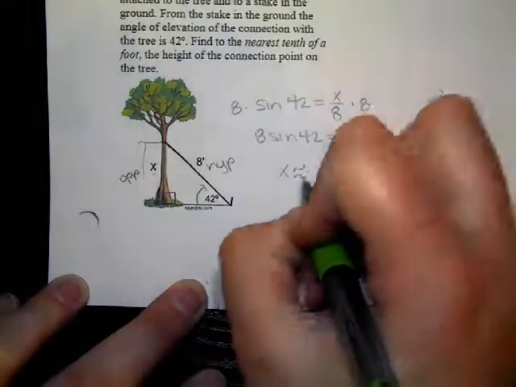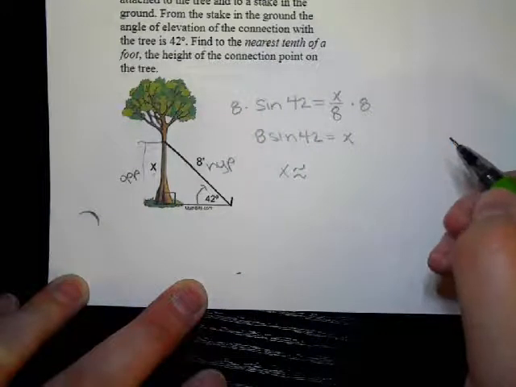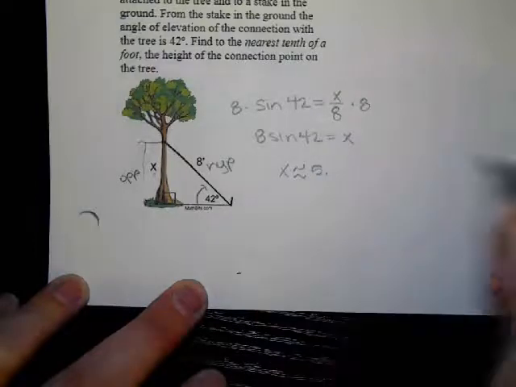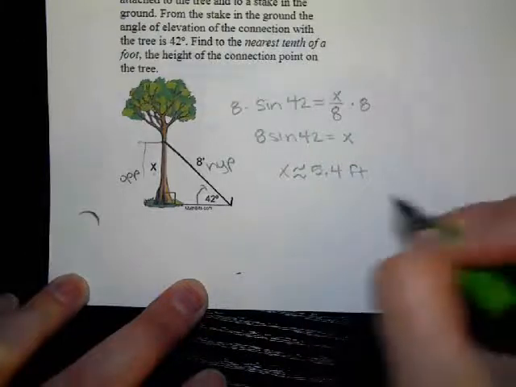And it says nearest tenth of a foot, which is how many decimal places? Just one. Okay, so what do we get? 5.4, okay. 5.4 feet.